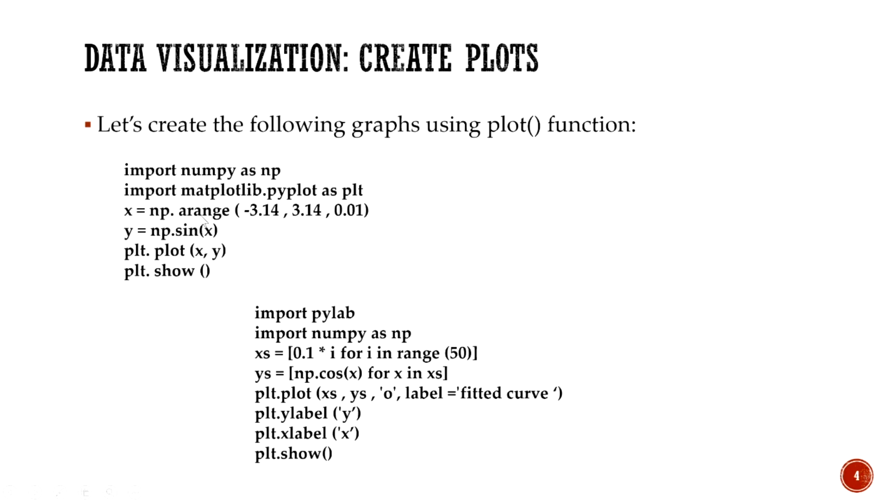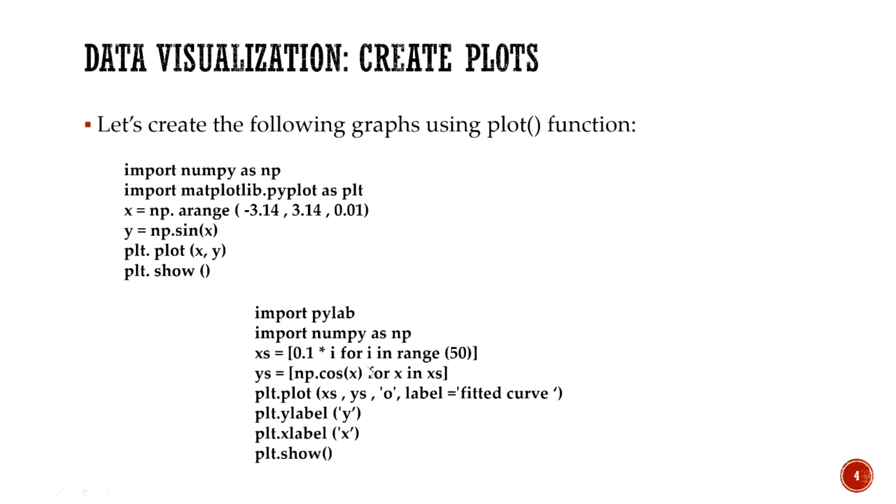For x, we use the arange function to generate data between -3.14 and 3.14, all evenly spaced by 0.01. Then we apply the sine function, and that's one of the reasons we use arrays as the data structure, because when we apply the function, it is automatically applied to all elements in that array. Then we want to plot x and y, where y is the sine of x, and then we show the plot.